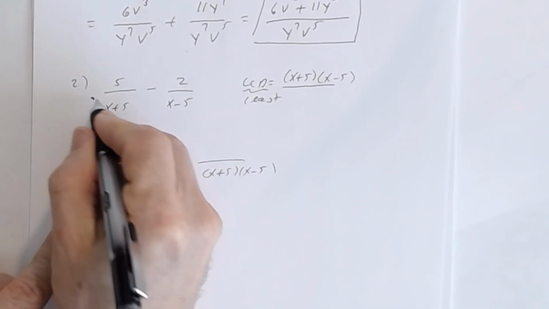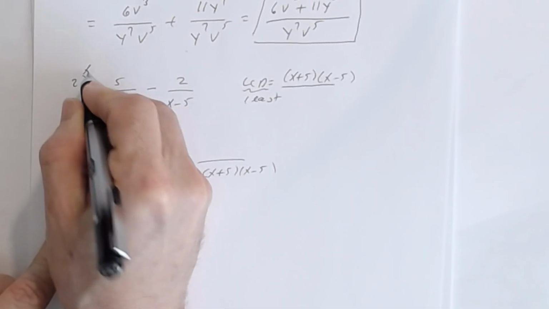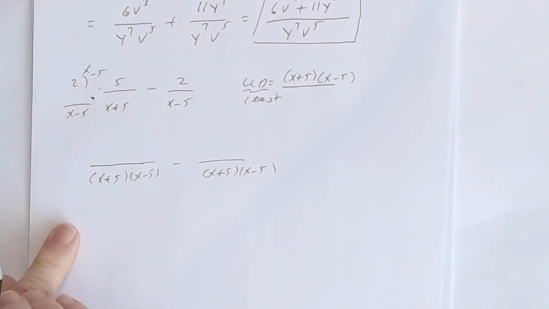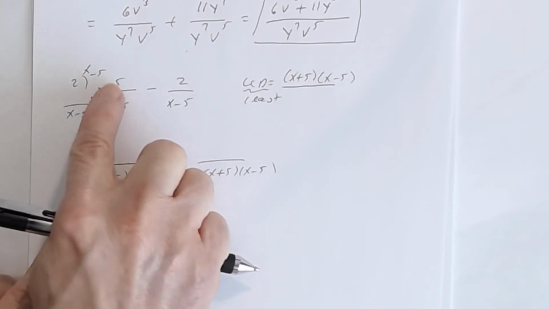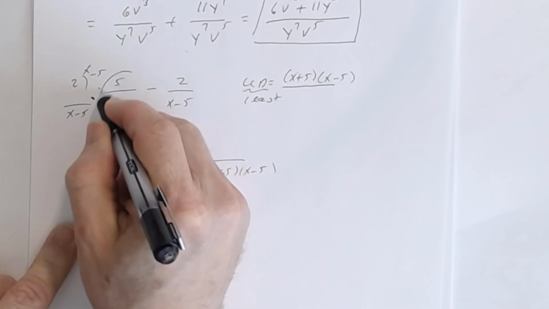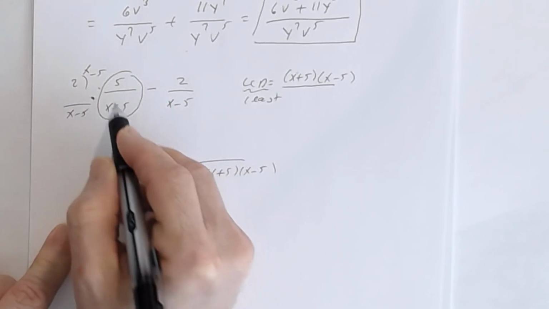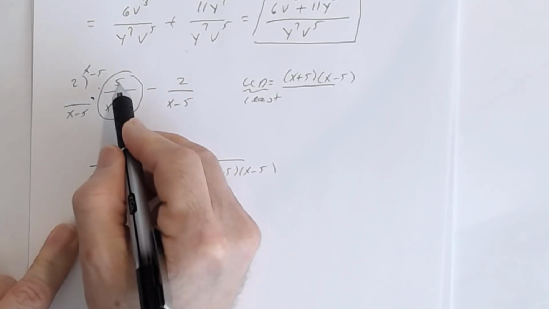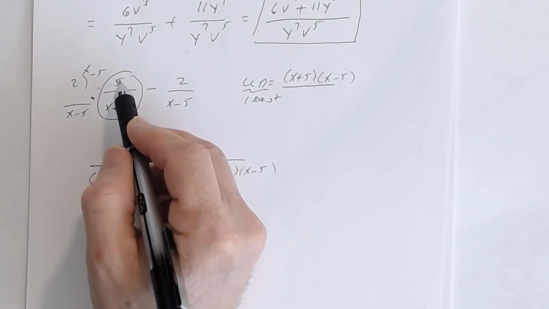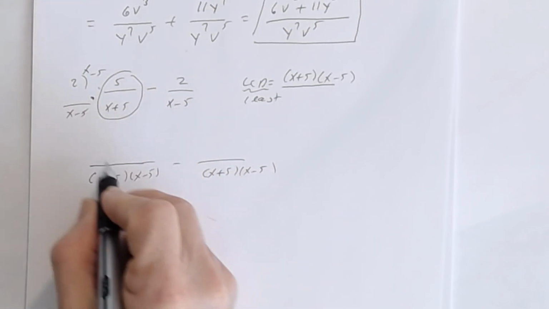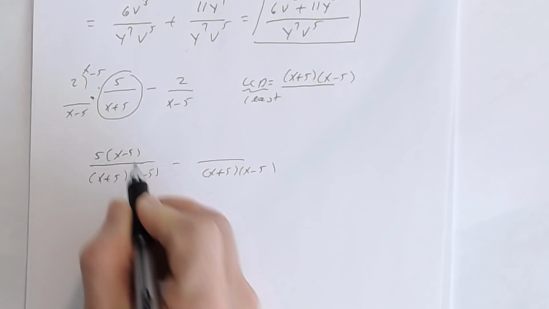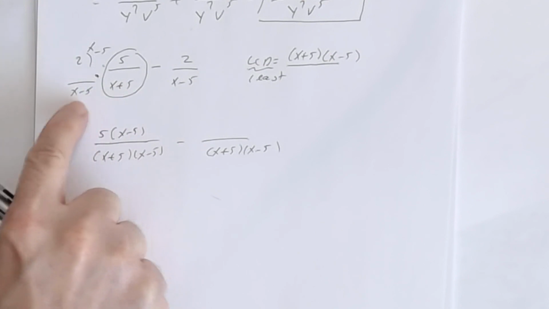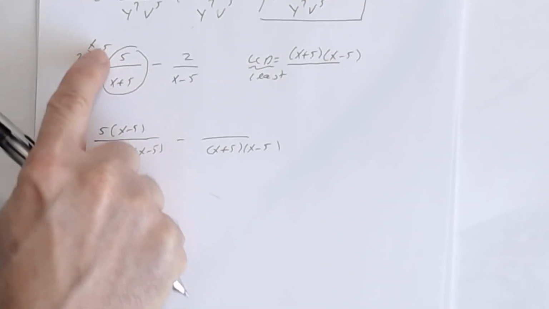So you're going to say times x minus 5 times x minus 5, just like that. What I do to the denominator, I do to the numerator. Now notice that this rational expression is equivalent to this rational expression with this numerator. But be careful, because this 5 is being multiplied by this binomial, so you've got to put it like this: 5 times x minus 5. That's how it looks. So this times this times this. This times this is right here, and then this times this is this.